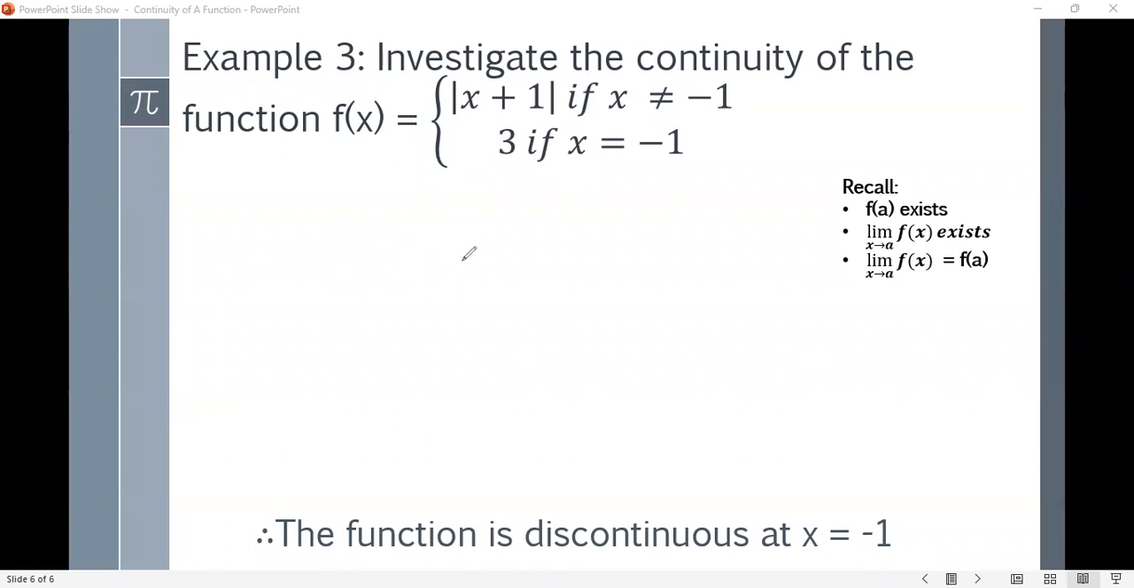So, ganito naman po siya kapag dinrawing natin. So, meron tayong Cartesian plane. Then, negative 1 yung x natin. So, ito yung negative 1. Ito po yung ating function na absolute value x plus 1. Okay? And then, discontinuous siya. Kung discontinuous, circle lang po siya na hindi po shaded.